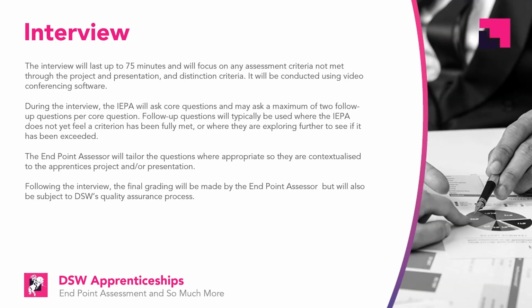Interview. The presentation is immediately followed by an interview which will last up to 75 minutes. The interview will focus on any assessment criteria not yet met within the project or presentation, including any exceeded criteria that may contribute towards achieving a distinction. To ensure consistency, DSW holds a bank of core questions which must be used. However, the assessor may contextualise these to align them to the apprentice's project or presentation.